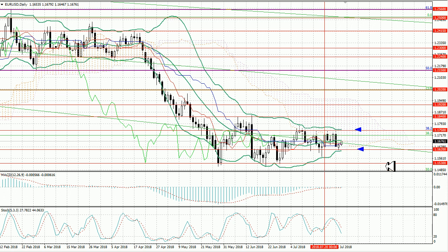of Bollinger Bands. In the case of a breakdown of 1.1620, the price could decline to a level of 1.1530. However, an increase to the upper limit of the sideways range at 1.1750 during the week seems more likely. Consolidation of the price above this level may lead to further growth of quotations to 1.1840.